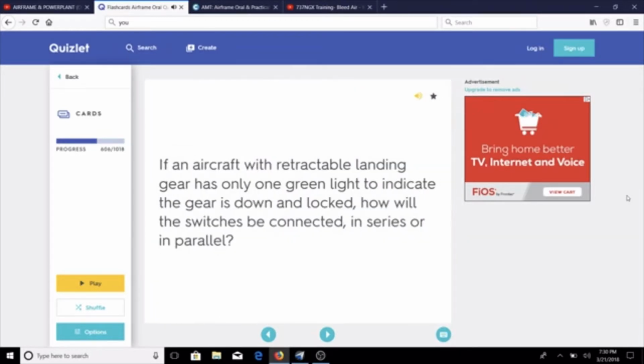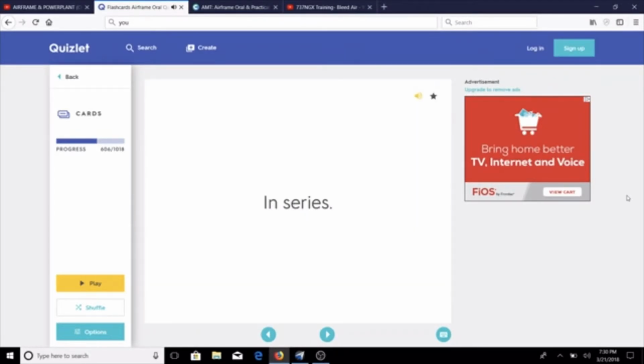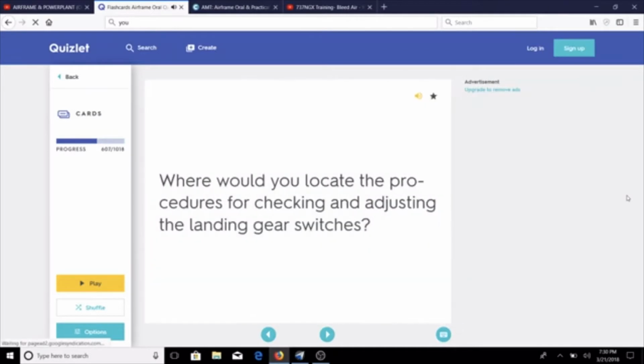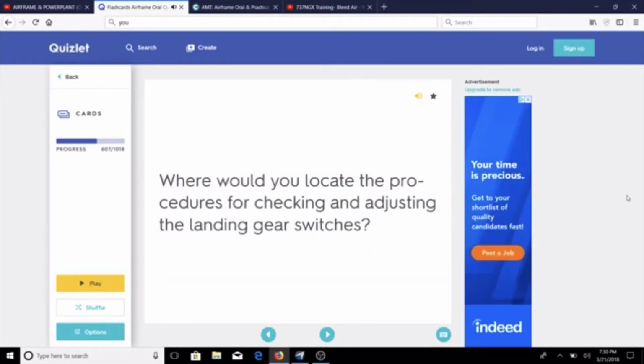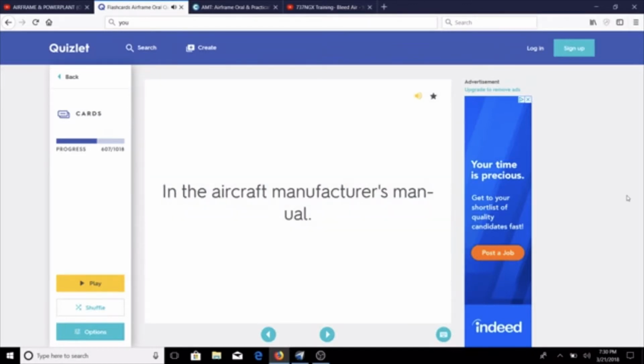If an aircraft with retractable landing gear has only one green light to indicate the gear is down and locked, how will the switches be connected, in series or in parallel? In series. Where would you locate the procedures for checking and adjusting the landing gear switches? In the aircraft manufacturer's manual.